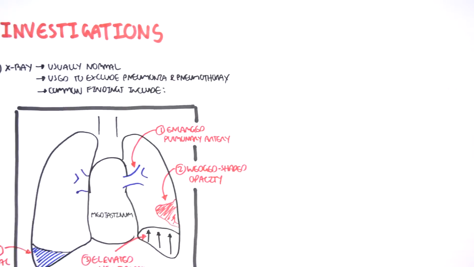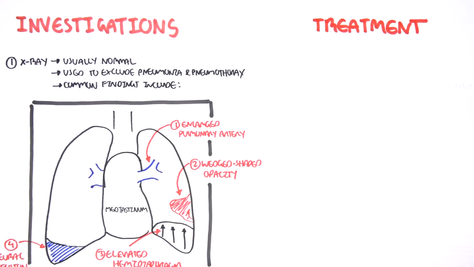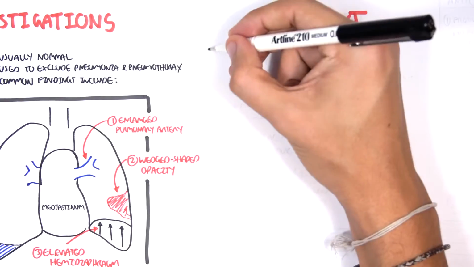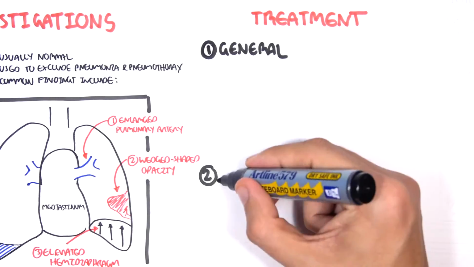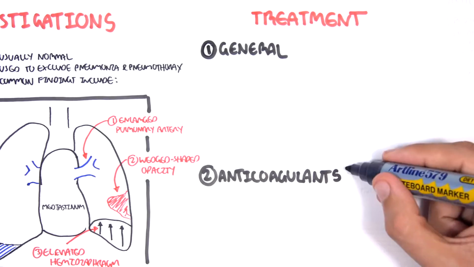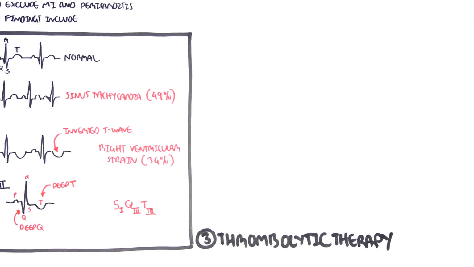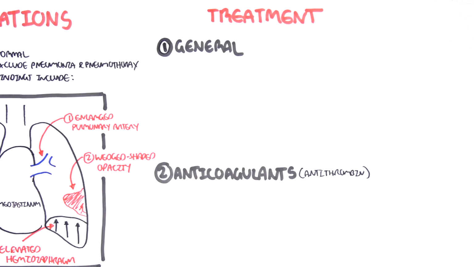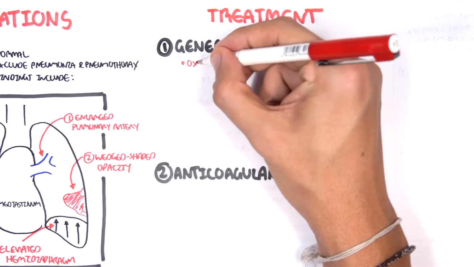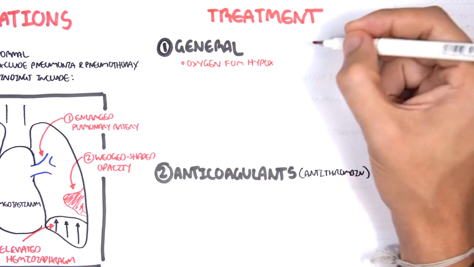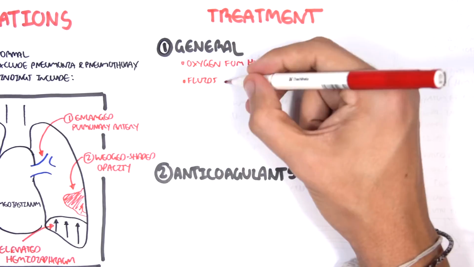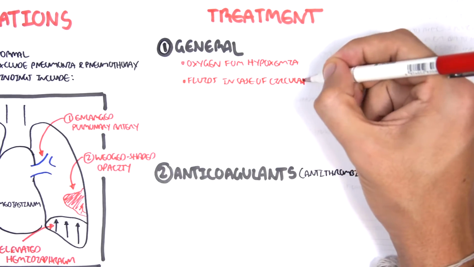Now let's look at the treatments. So treatments can be divided into 3 parts: general, anticoagulant, also known as antithrombin, and thrombolytic therapy. Thrombolytic therapy is essentially fibrinolysis, and we'll talk about it a little bit. But we'll go back to step 1. So for general treatment, you give oxygen for hypoxemia. You give them fluids in case of circulatory shock.